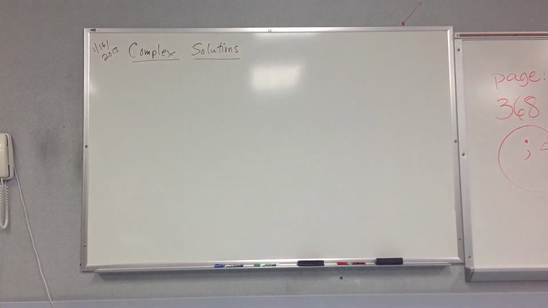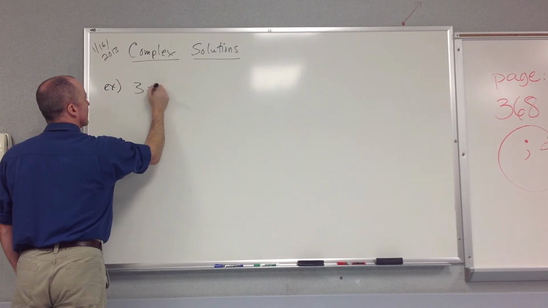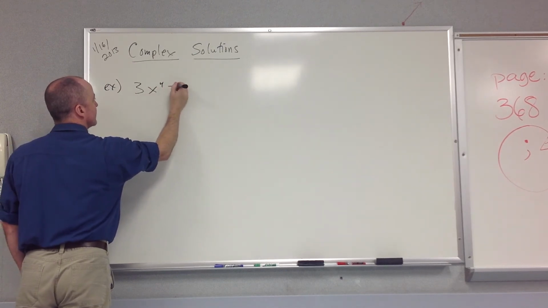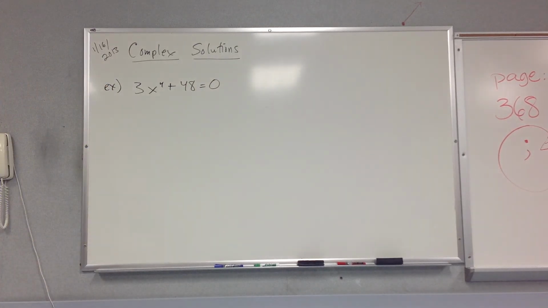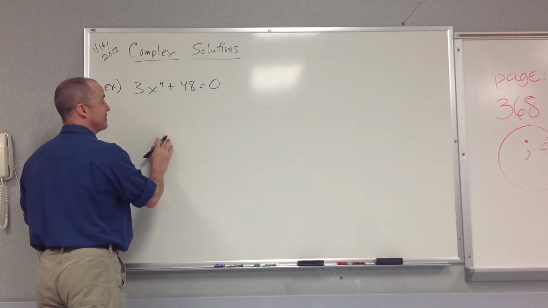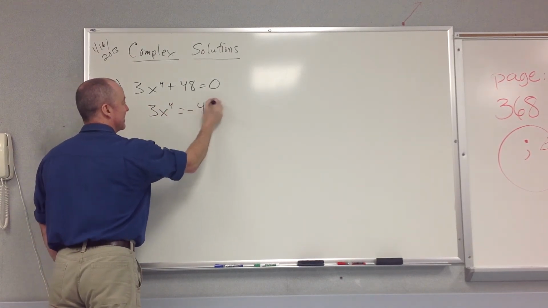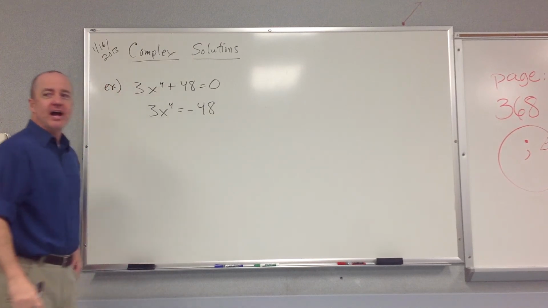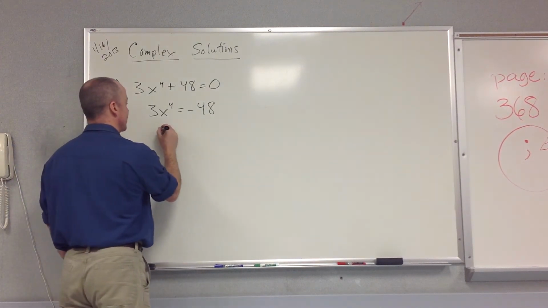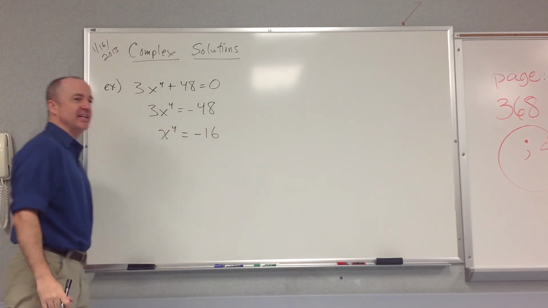Okay, so, quick example. 3x to the 4th plus 48 equals 0. What are my first steps here? I want to get the x, or leave the x, that's my goal. I'm going to say my first step is to subtract 48 from both sides. You can do that. I was looking for something a little more specific here. My next step is to divide by 3, and -48 divided by 3 is -16.